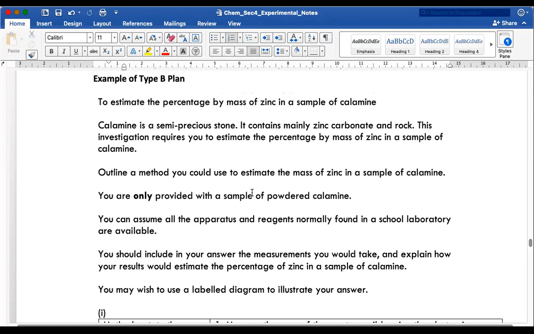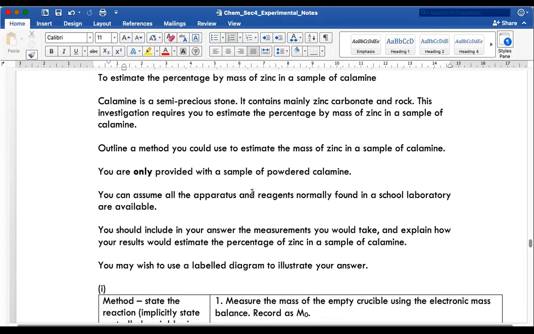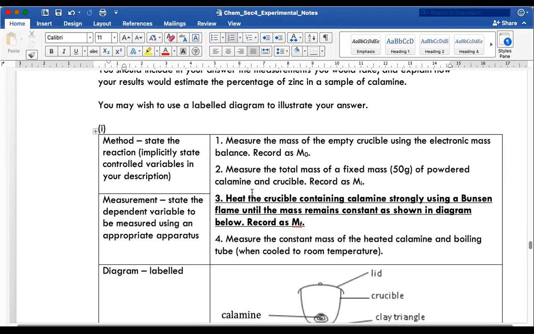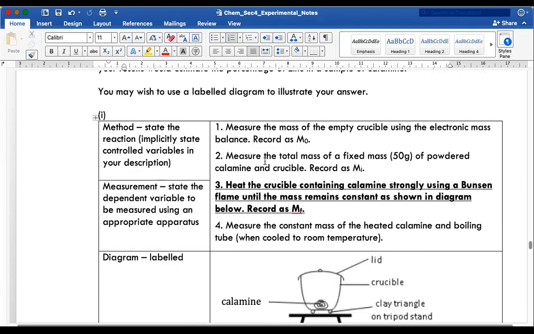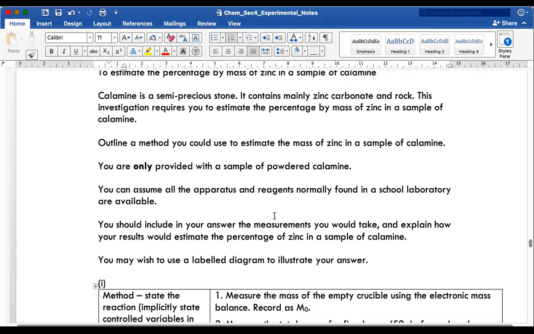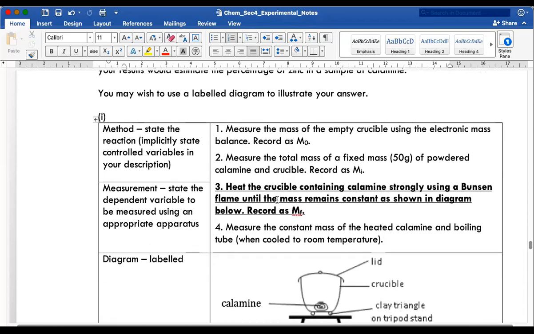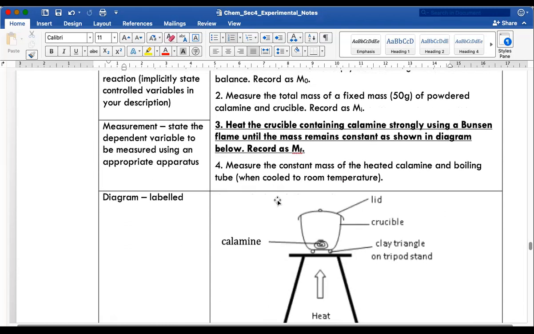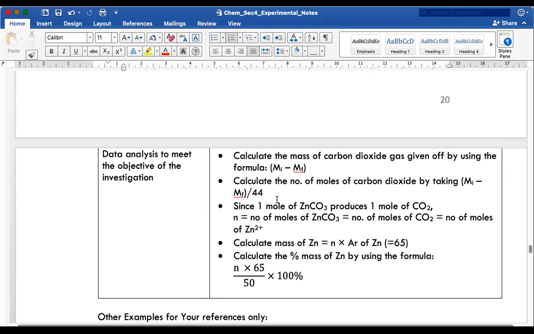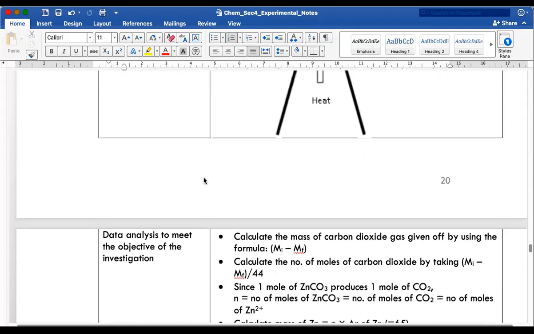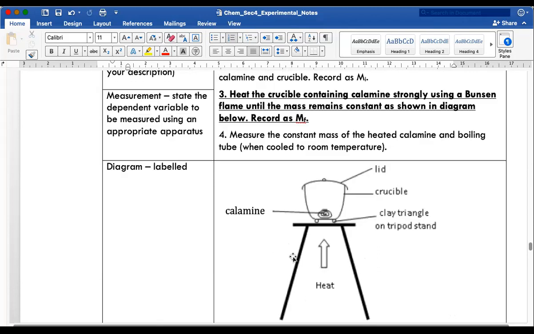So this is one type where you need to do separation and calculate the mass or percentage mass. For this one, I talk about the method, measurement, and diagram. There's only one substance to measure. Basically, you measure the mass of the substance, including the impurities, and heat it. Then the data analysis part will be more important, because you need to talk about how you actually calculate the percentage mass of the zinc using the mass loss.